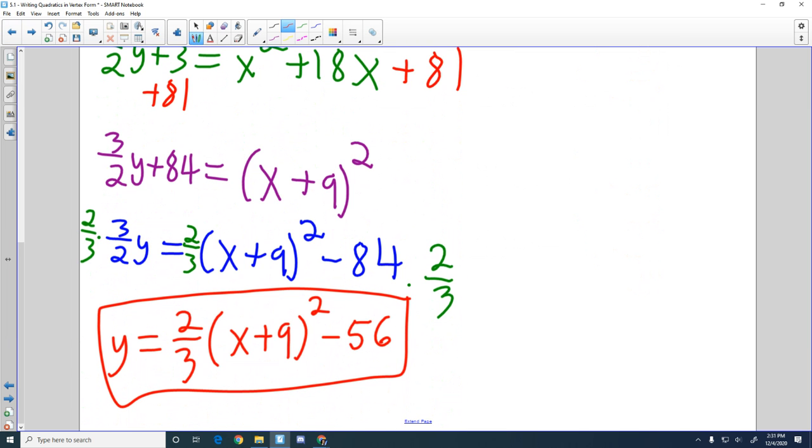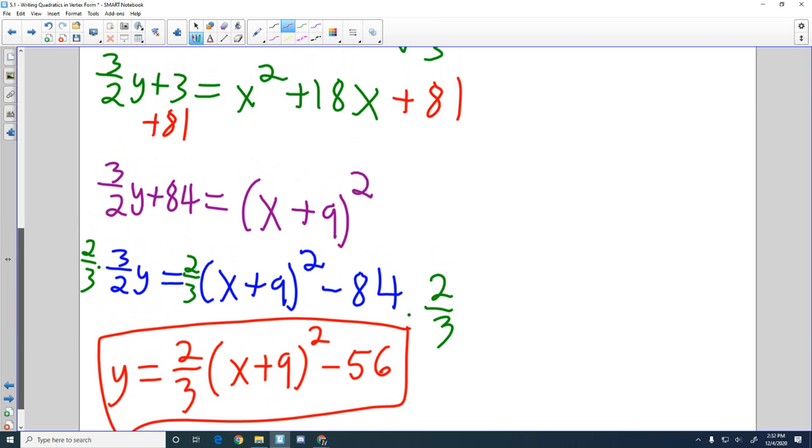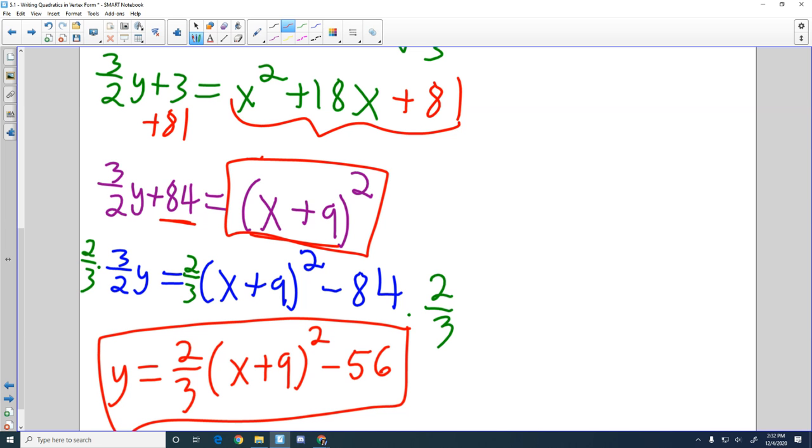So go back to the one up top where it says plus 81, like the screen right now. Plus 81, so 84. When I added 81, that made it a perfect square trinomial. So I could write it as x plus 9. 9 times 9 is 81. And now I just keep this. I don't touch that. I leave that alone.